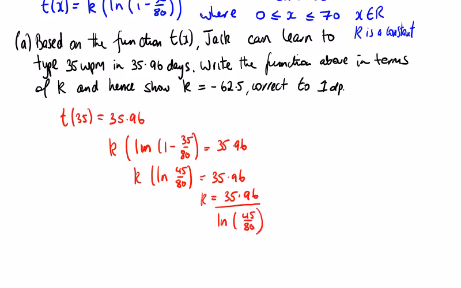So type this into your calculator. It gives minus 62.499. Correct to one decimal place, minus 62.5.